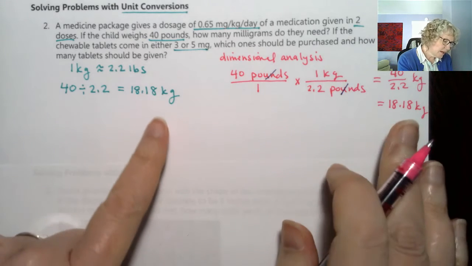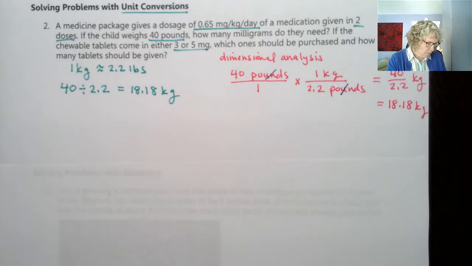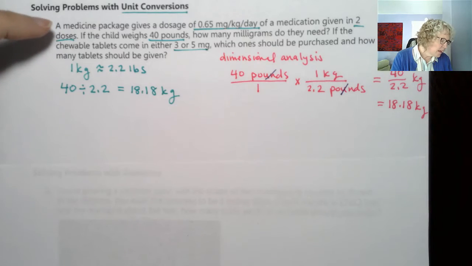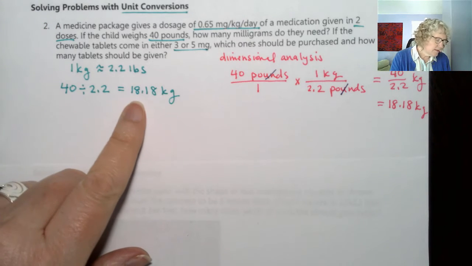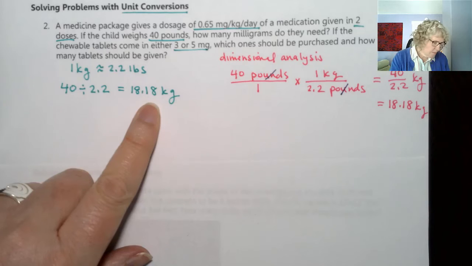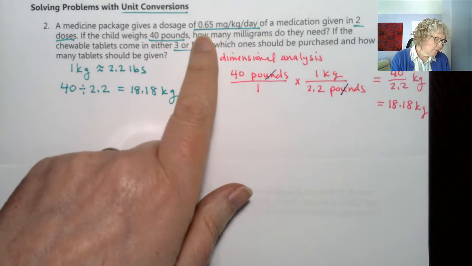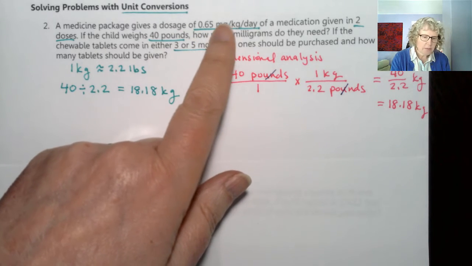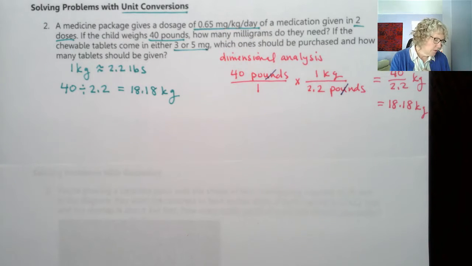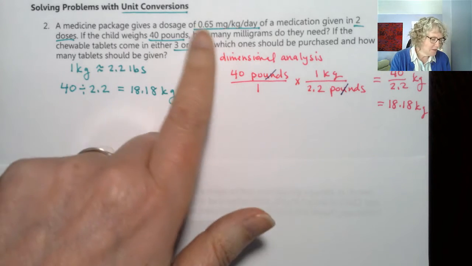Okay, so we've got the same answer up to this point with two different ways. That's another good benefit of doing it two ways. We know the child weighs 18.18 kilograms, and we need to give 0.65 milligrams per kilogram. Okay, so in fact, we could use the units again because this is a rate.